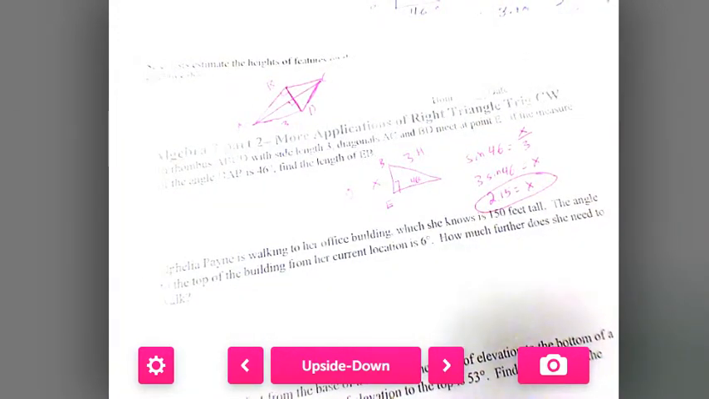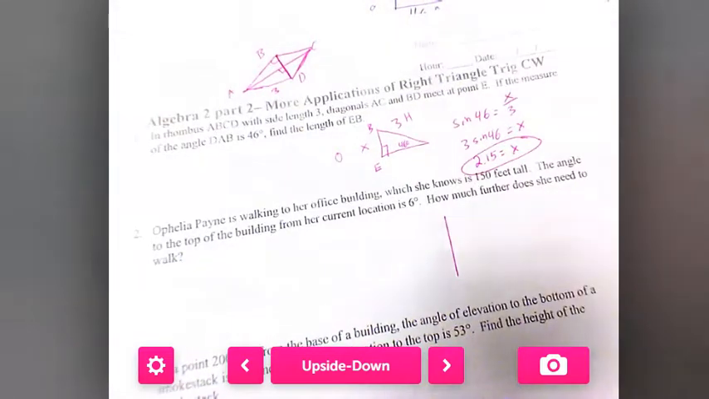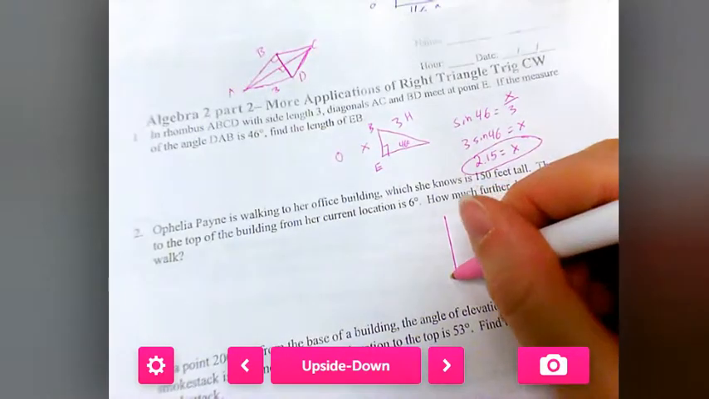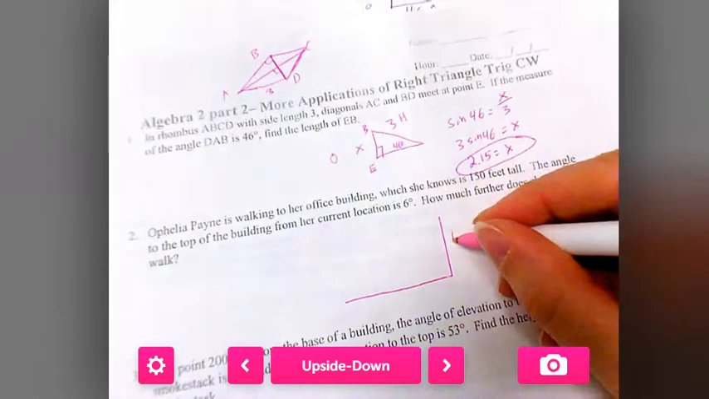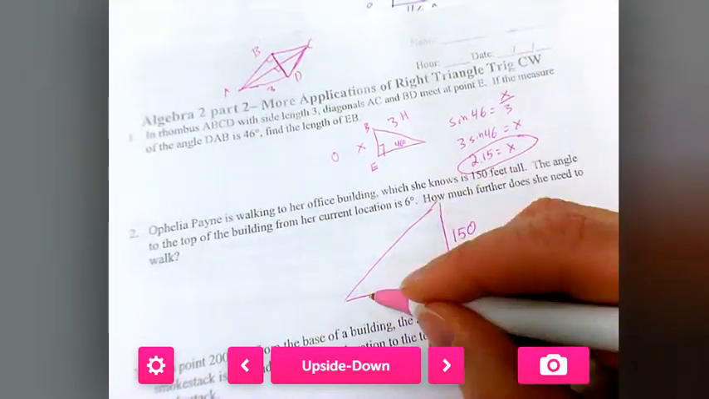Okay. Ophelia Payne is walking to her office building, which she knows is 150 feet tall. The angle to the top of the building from her current location is 6 degrees. How much further does she need to walk? Okay, her office building is 150 feet tall. She's walking, so that means she's on the ground, right?